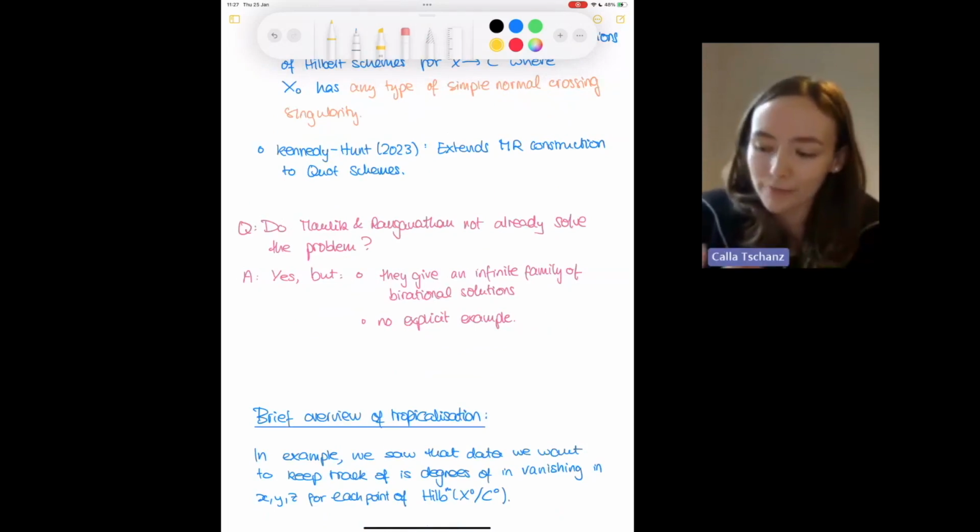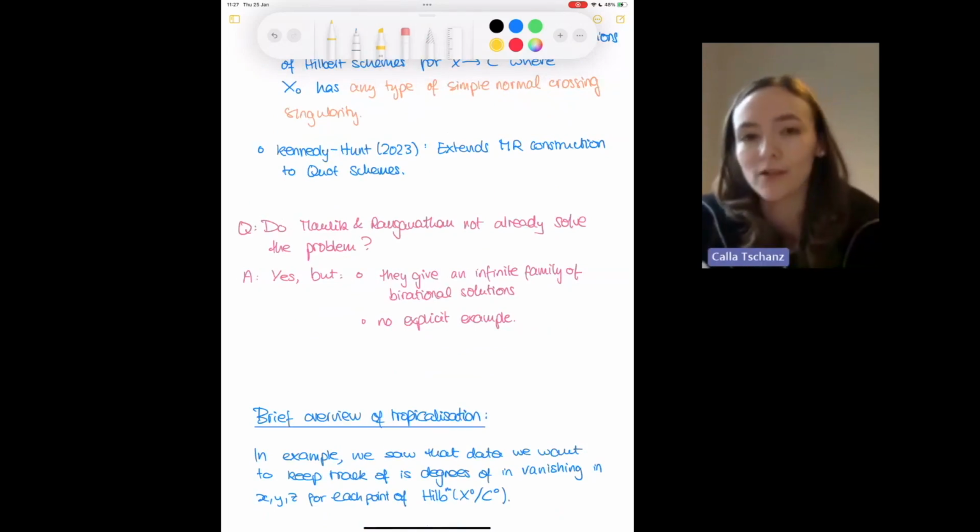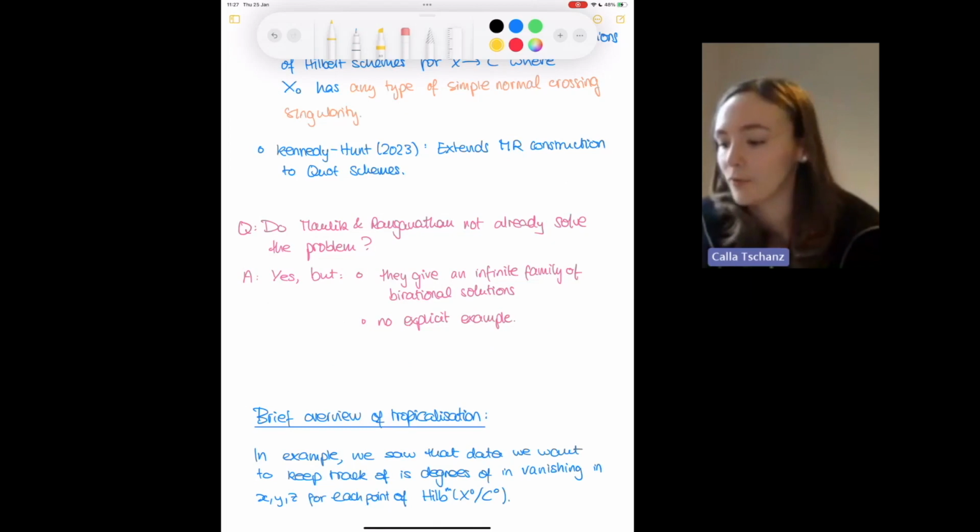So that's basically the question that my work tries to solve: let's actually construct some explicit examples. Let's show that they are geometrically meaningful examples of the Maulik-Ranganathan stacks and discuss the hyperkähler perspective on them.